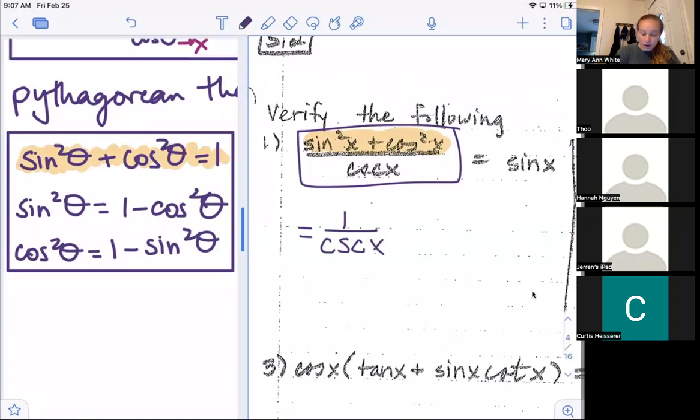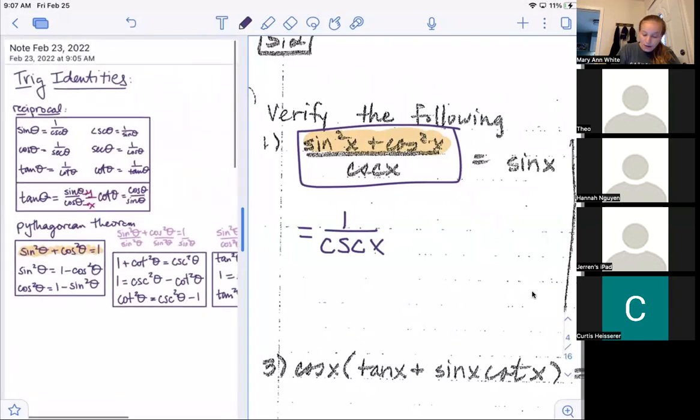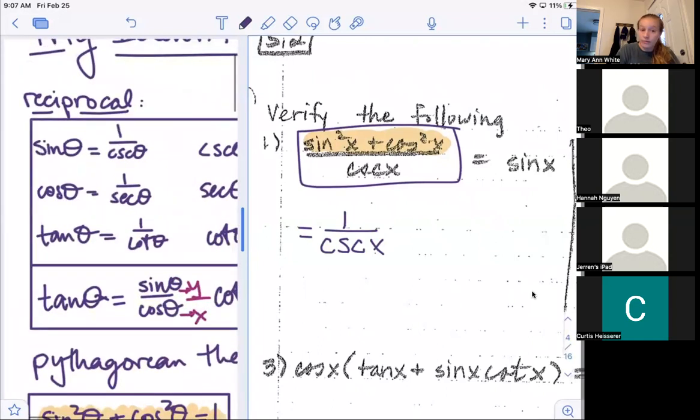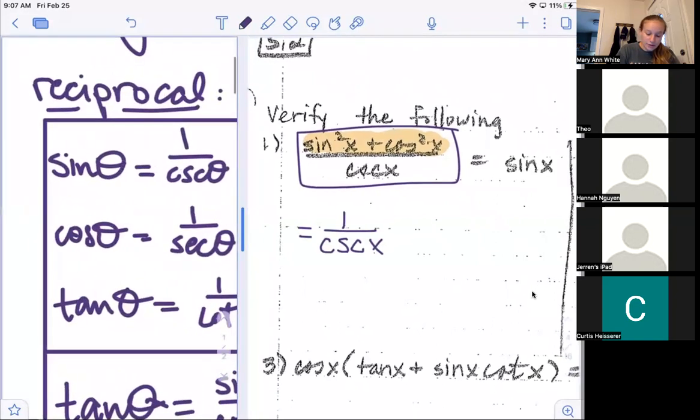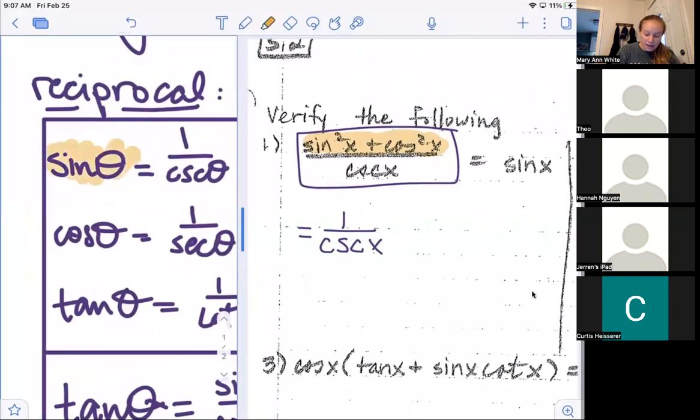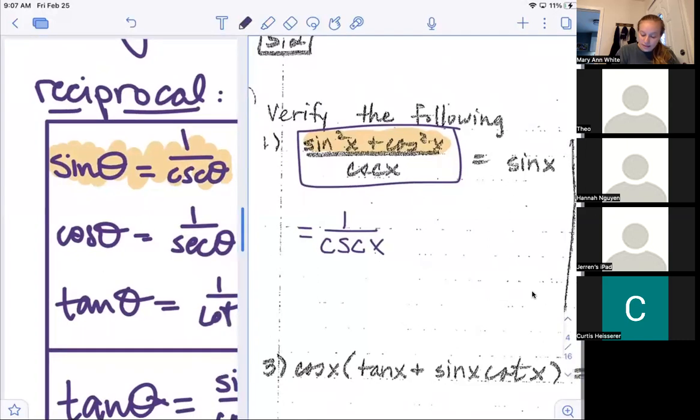Now I see 1 over cosecant, and I go, okay, I'm sure I have that up here somewhere in my reciprocal functions. And I do, it's the very first one. It's my sine equals 1 over cosecant. Okay, perfect. So then this means that 1 over cosecant x is equal to sine x. And that is what I wanted my answer to be.